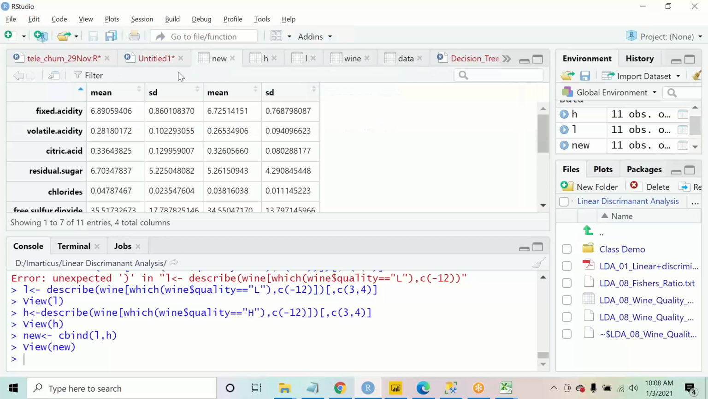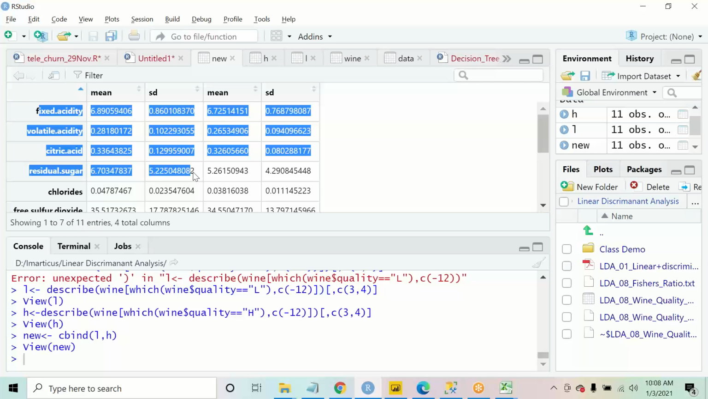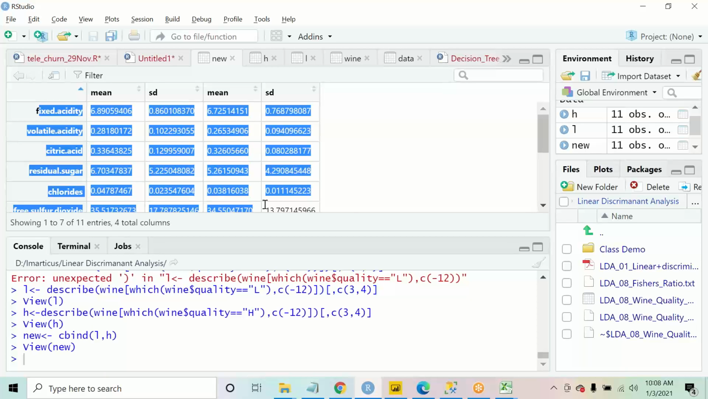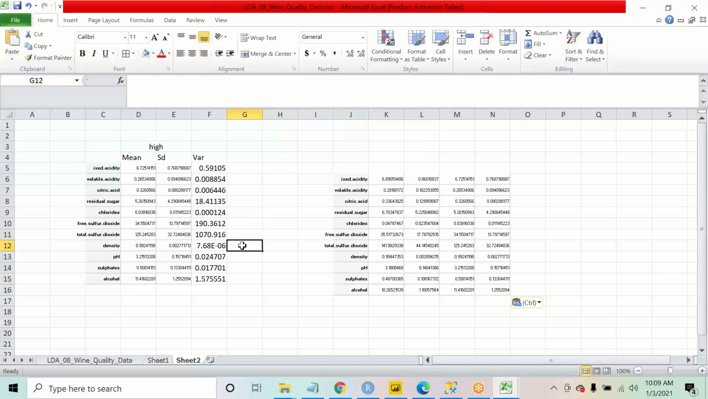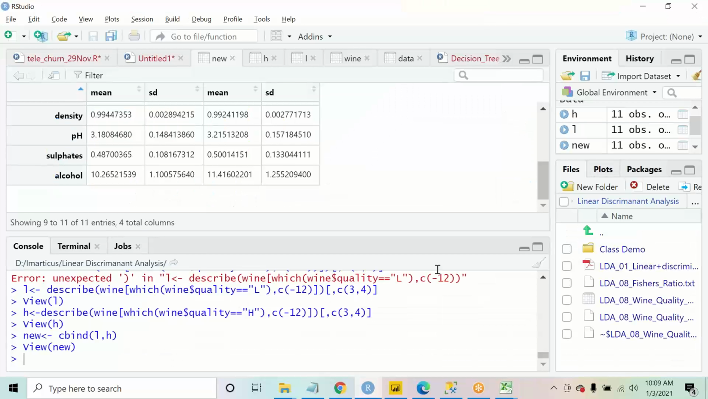Because I'm just doing the same stuff, I'm just copying it from here. Once I copy this, I'm simply pressing Control C and pasting it. This is working for me. Okay, fine, so I'll check.